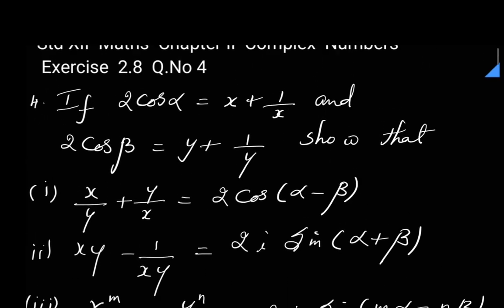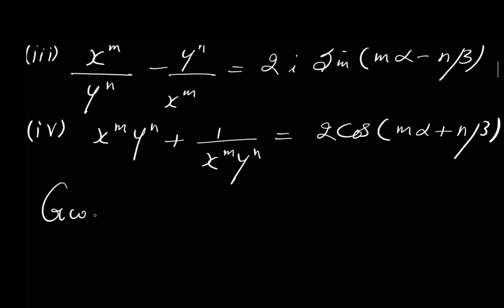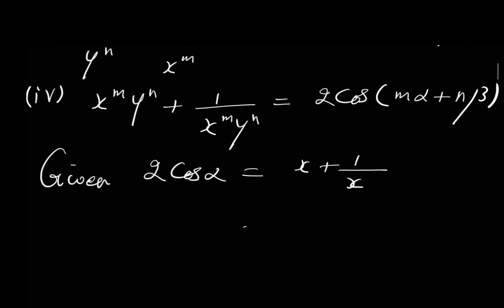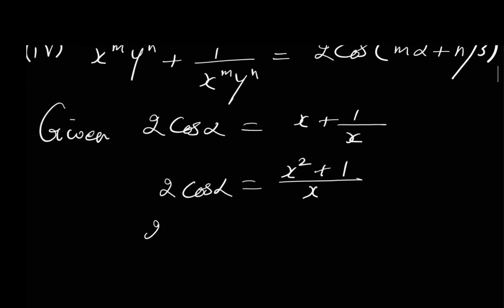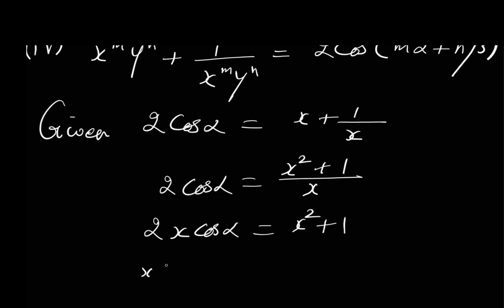First, let me take the given one. Given 2 cos alpha is equal to x plus 1 by x. Take x as LCM here, so you will get x squared plus 1. So left side 2 cos alpha, cross multiply. So 2x cos alpha is equal to x squared plus 1. See, x squared, you take this term to the other side: x squared minus 2x cos alpha plus 1 equal to 0.